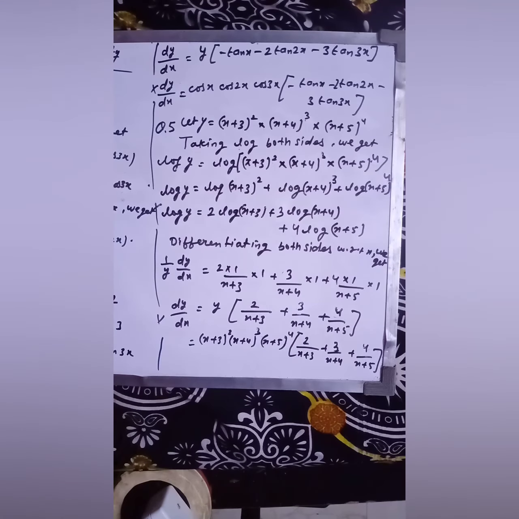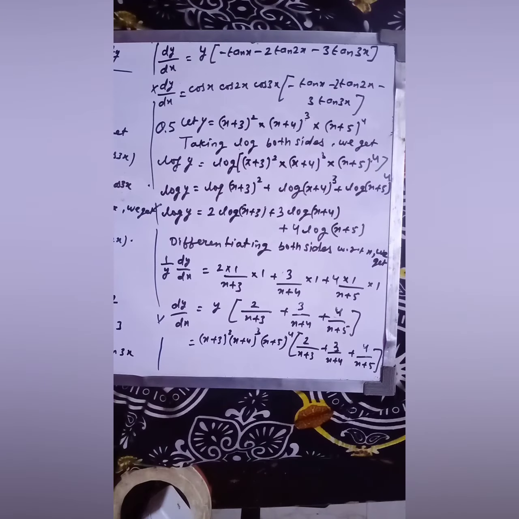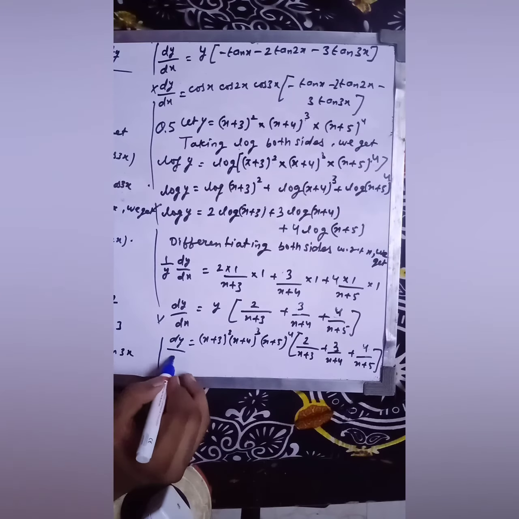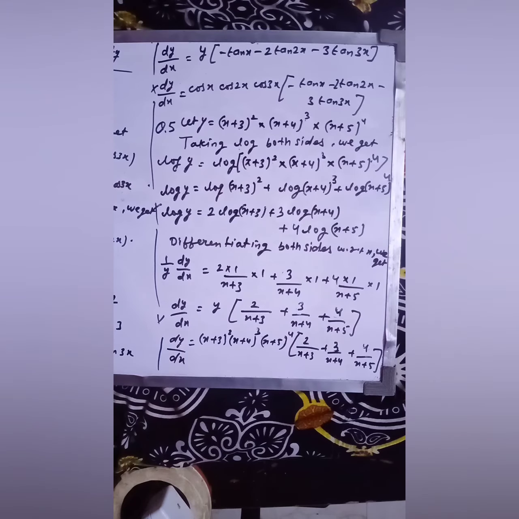Got it? Now in the next step, you have to bring this y on the right hand side, and just simplify it, and then you have to put the value of y and it will remain the same. So this is your required dy by dx. Got it?